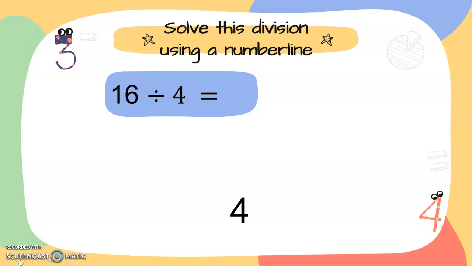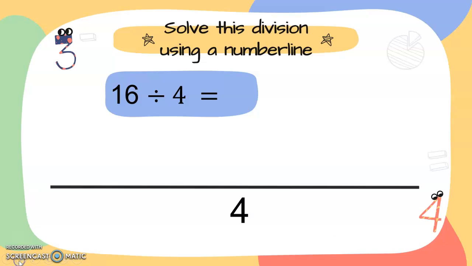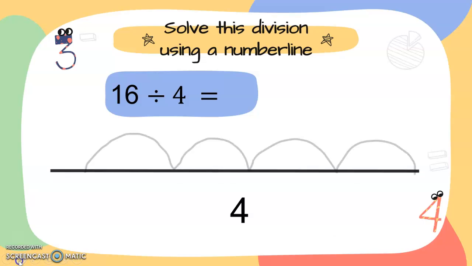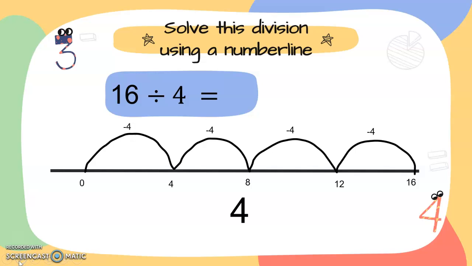Don't forget you need to show the number line. Have a look. So we draw a blank number line. And what we have to do is start at 16 and take away 4 until we get down to 0. So we take away 4 to land at 12. Take away another 4 to land at 8. Take away another 4 to land at 4. And one more 4 gets us to 0. We then count the jumps. How many 4s did we need to get back to 0 from 16? We needed 4. Absolutely brilliant if you got that.